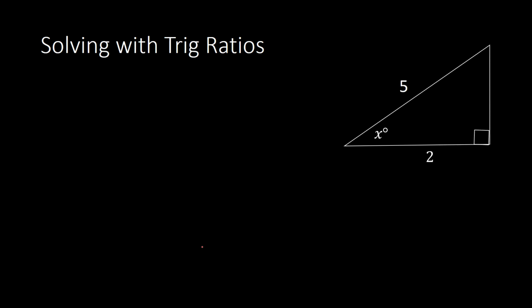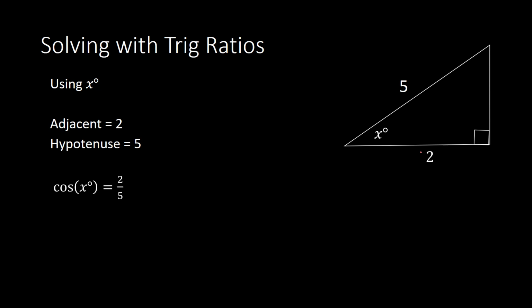So now we're going to work with trying to find missing angles. With missing angles, it's kind of the same setup where we determine which trig ratio we are going to use by looking at the sides that are given. So we know that using angle x right here, 5 would be your hypotenuse, and then 2 is adjacent. So the question is, which trig ratio uses adjacent and hypotenuse? And that's going to be cosine. Cosine is adjacent over hypotenuse. So I can say that the cosine of x degrees equals adjacent over hypotenuse, which is 2 over 5.